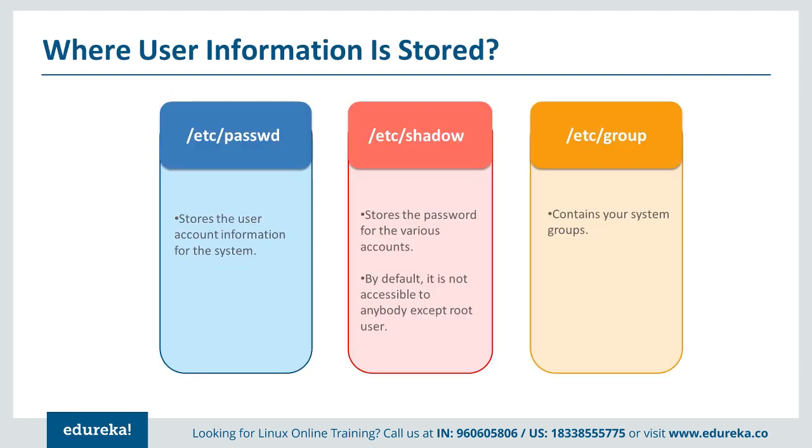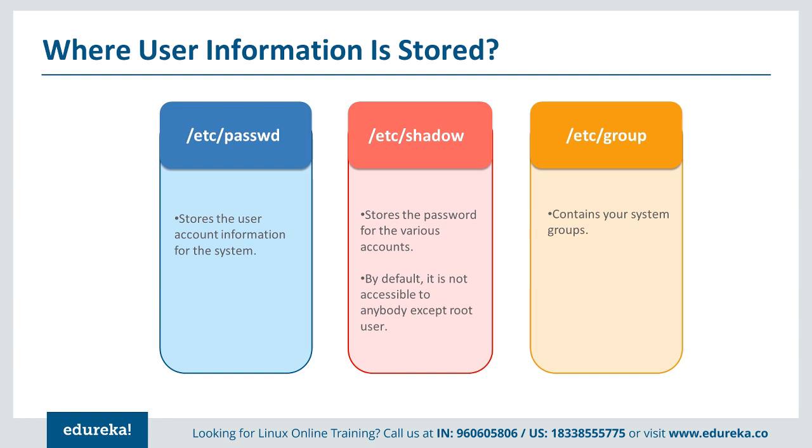So where is user information stored? Actually there are three files. If you go on any system and run the password command, passwd, it will prompt you to enter a new password and re-enter the new password. It will change your password. So whenever you run this command, it stores the user account information for the system. It binds it to another file named /etc/shadow, which stores the passwords for various accounts, and by default it is not accessible to anyone except the root user. So if I am a user called Vikas and I want to access /etc/shadow, it won't be accessible to me. Yes, /etc/passwd will be accessible to me. I can change my password, but I can't access the /etc/shadow file.